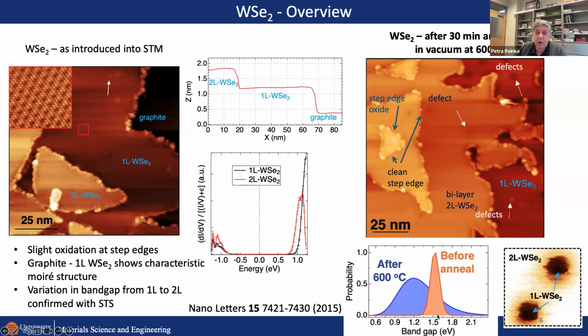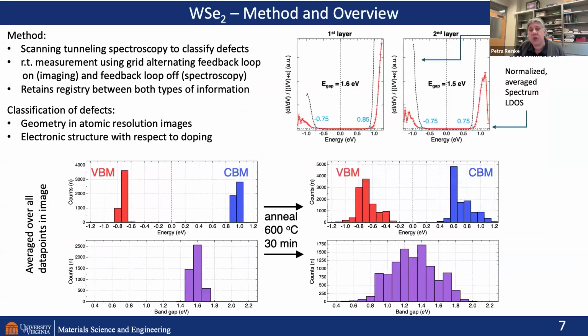So you can see before annealing, the width of that distribution comes from having first, second and third layer TMDs. But after annealing, you can see that you have a much broader distribution of band gaps, and that comes from the emergence of defects and the distribution of defects on the surface. Let me take you to the next one, which starts to look much more specifically at two things.